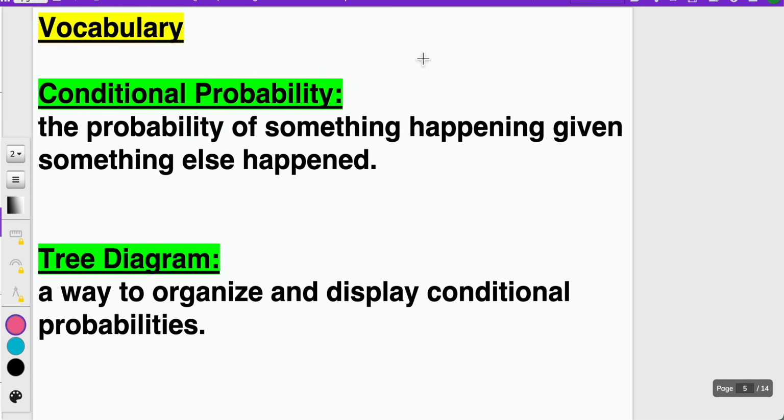Two things we want to make sure we are aware of before we start. Conditional probability is the probability of something happening given that something else happened. It kind of goes along the lines of dependent events, so it's very closely related. But conditional just means something needs to happen first, then the other thing can happen. So it's almost like a domino effect. And a tree diagram is a way to organize and display those conditional probabilities.